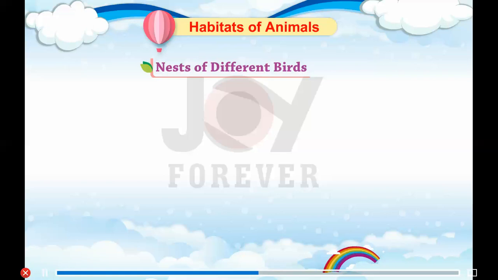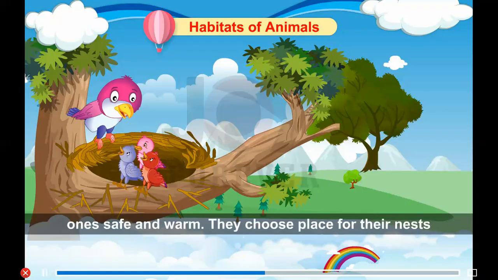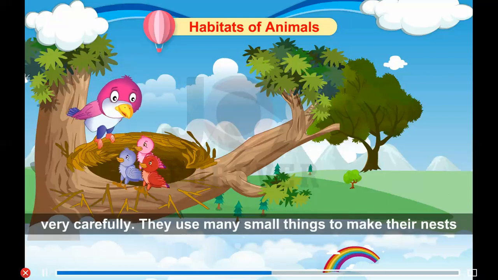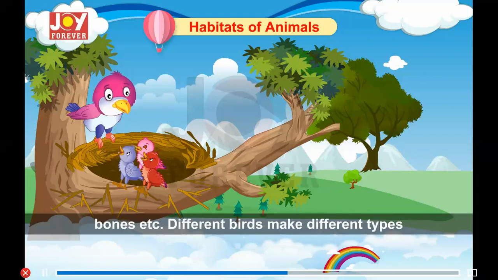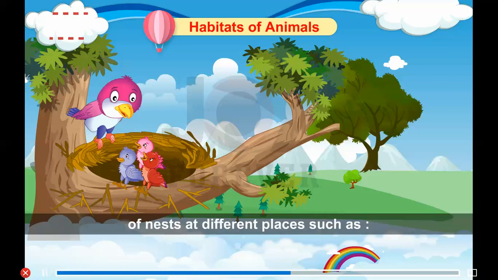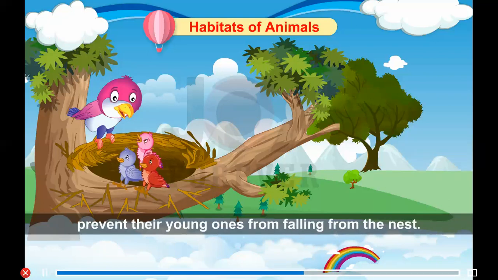Nests of different birds. Birds build nests for laying their eggs and keeping their young ones safe and warm. They choose place for their nests very carefully. They use many small things to make their nests, such as twigs, threads, petals, pebbles, wool, cotton, dried grass, bones, etc. Different birds make different types of nests at different places, such as crow and sparrow build deep cup-shaped nests to prevent their young ones from falling from the nest.